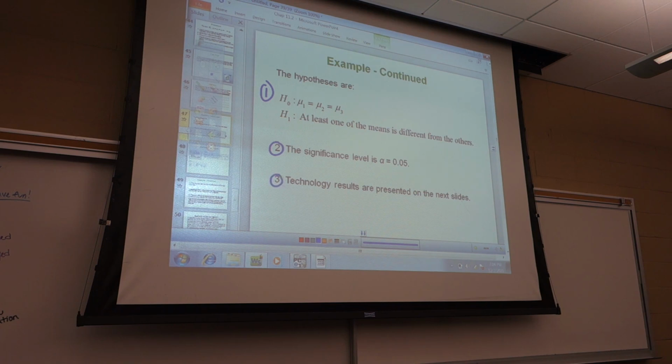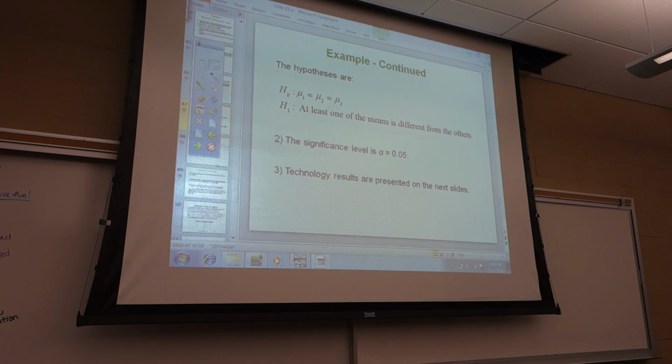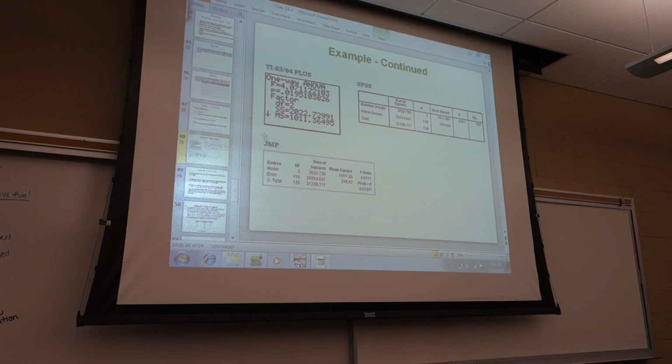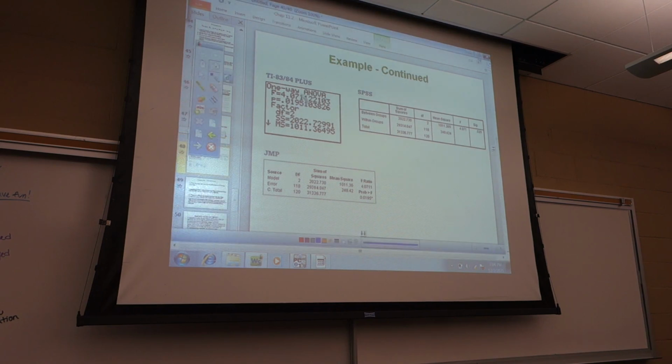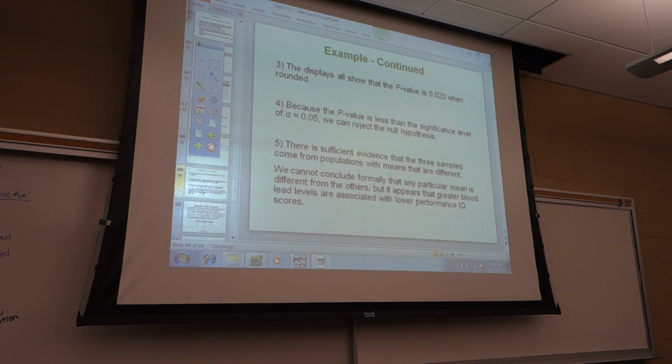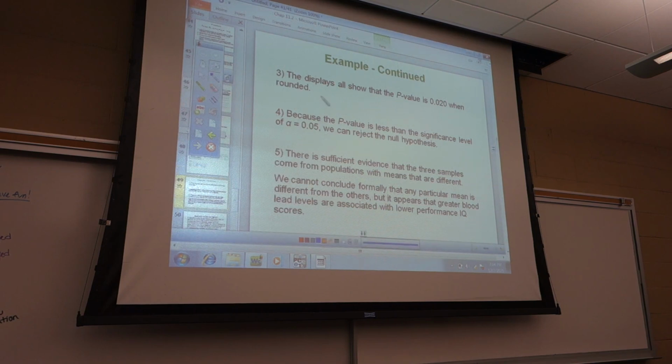Step 3, we're going to put our stuff in the calculator, and it'll give us this answer. And we'll say, oh, look, my F stat is 4.07. My p-value is 0.0195. 0.0195, that's what I care about. So I'm going to say, all right, p-value equals 0.0195.